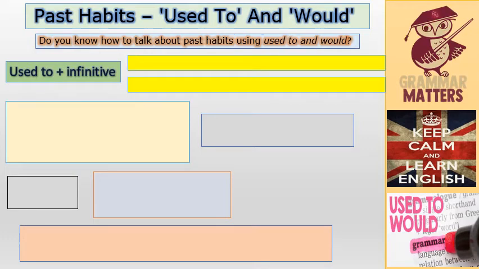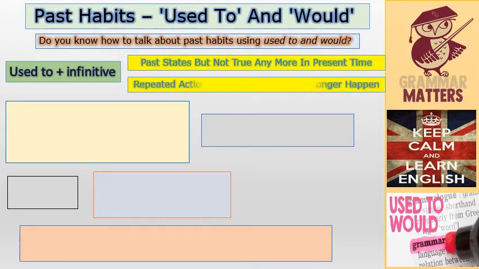Used to, normally with infinitive. Used to is mainly used to describe repeated actions in the past, repeated actions that no longer happen in the present. Therefore, it cannot be used with actions that still happen in the present situation. Used to is always followed by another verb, so there is an infinitive after used to.